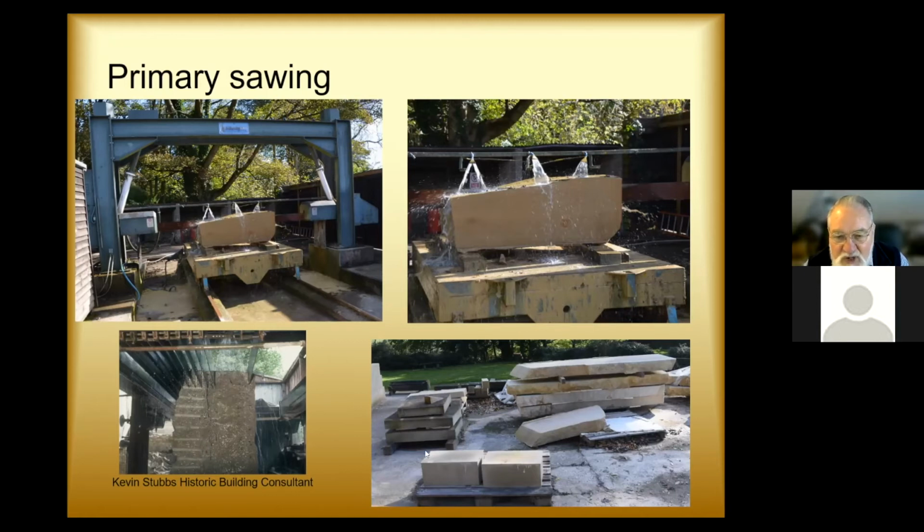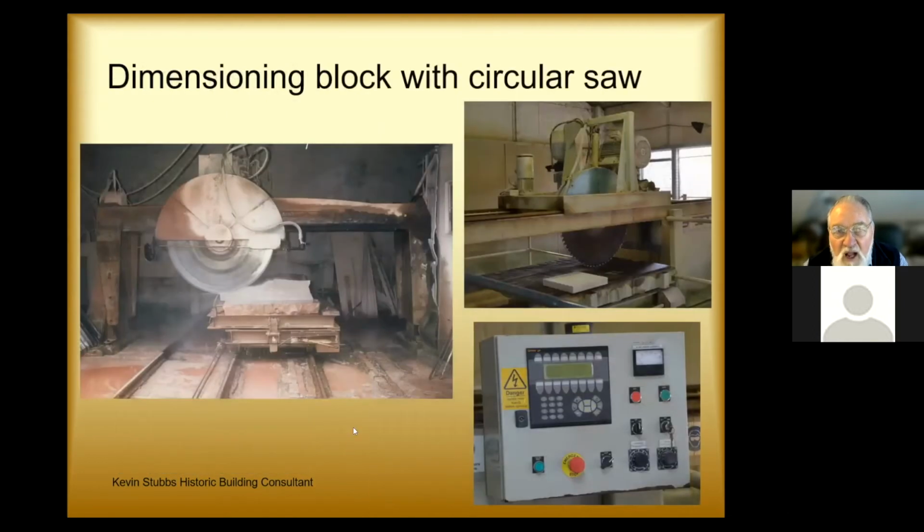So after this primary sawing, you finish up with these large blocks of material with a bed height equivalent to the stone that you're wanting for your particular building. It's then secondary sawn to create the actual blocks for use in the building. And that dimensioning with a secondary saw is usually these days a circular saw with, again, industrial diamond tips. And these are all controlled by computer.